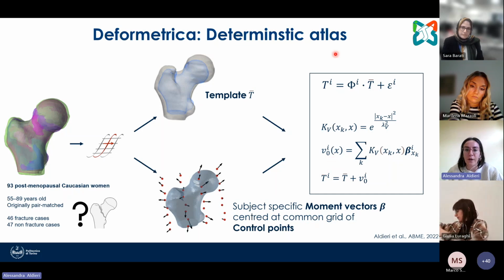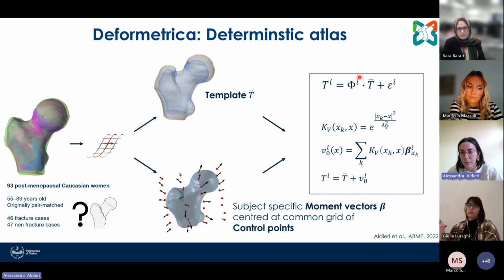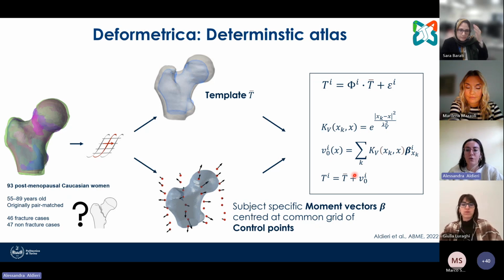So the general concept is that each shape can be seen as a template, as I was saying just now, deformed through this deformation function phi, and these deformation functions are functions of the moment vectors. And so simply by using these three very simple mathematical formulations, we eventually achieve the reconstruction. So our patient-specific shape is the template plus the moment vectors.